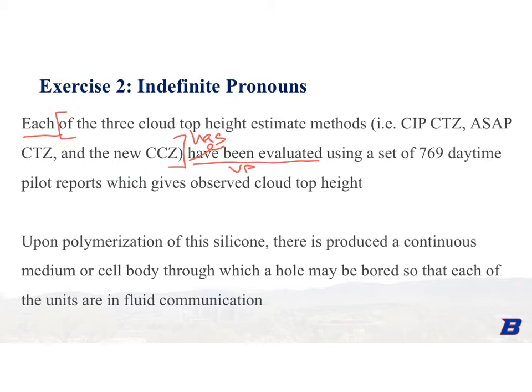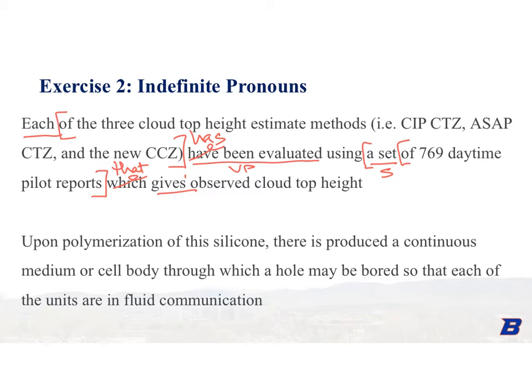So, "using a set of 769 daytime pilot reports." This is tricky. Here's a noun phrase: "a set" is the subject. This is your prepositional phrase, "of 769 daytime pilot reports." Here you have a relative pronoun, so it would actually be "that," because I think you need it. It's a restrictive phrase. But then "gives" is the verb here, and it needs to match the subject, which is singular. So it would say "gives": a set that gives observed cloud top height. So just pay attention to that kind of thing as well.